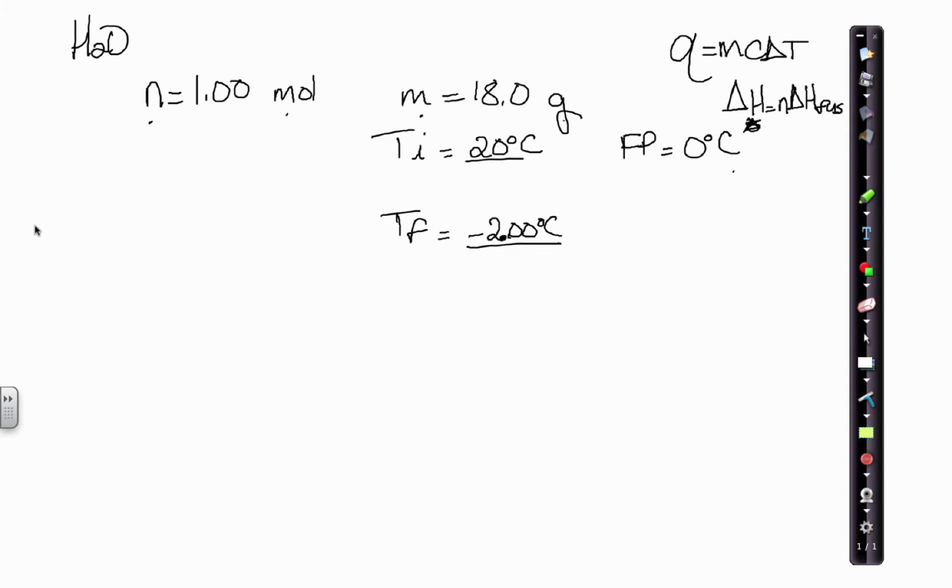So the first thing, I know it goes from 20 to -2, but at 0, something happens. So that's my first step. So step 1, the temperature changes from 20 degrees Celsius to 0 degrees Celsius.